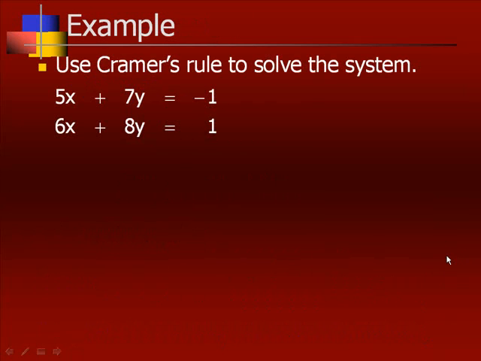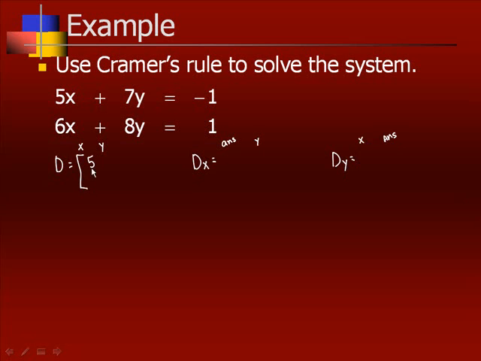Use Cramer's rule to solve the system 5x plus 7y equals -1, and 6x plus 8y equals 1. Like I said, we're going to need 3 matrices. D, remember, is our x and y coefficients. For dx, we put the answers in the x column and keep our y. And then for dy, we keep our x and put the answers in the y column.